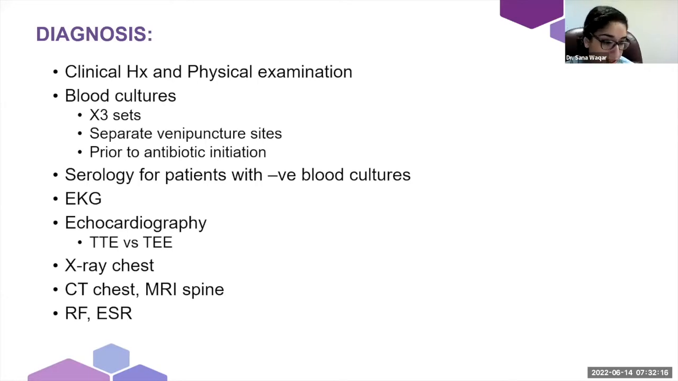Because you really need to be on top of this and have a low threshold to get imaging, because in addition to antibiotic therapy, other things we can do to improve outcomes is early neurosurgical evaluation. And then if you have culture negative endocarditis, rheumatoid factor or ESR are parts of the Duke's criteria, which we're going to talk about in our next slide.